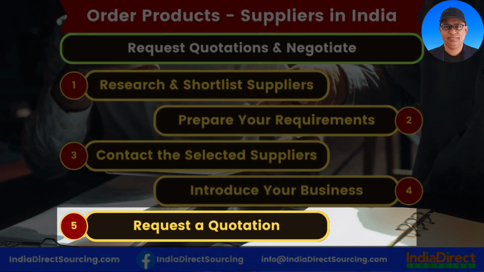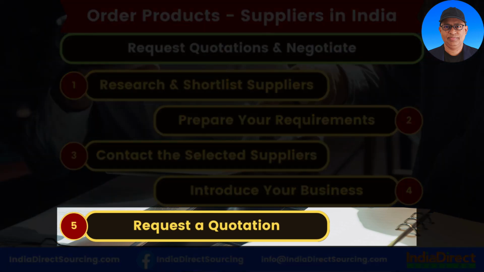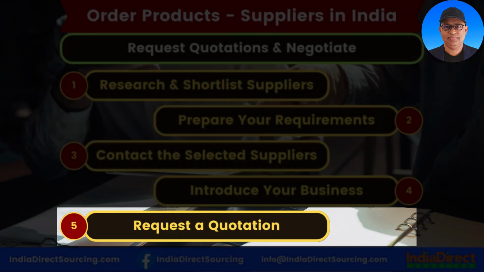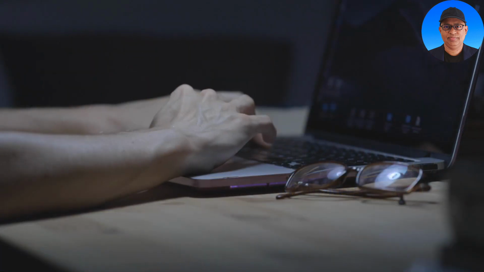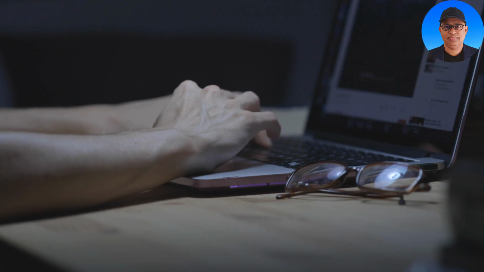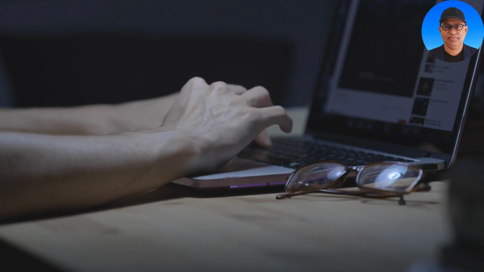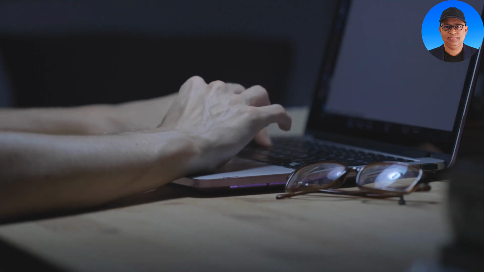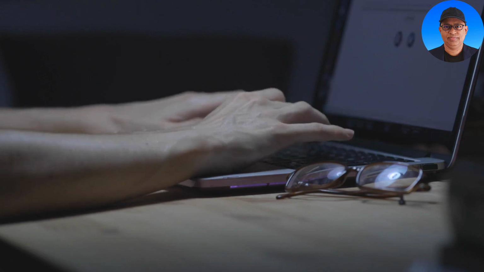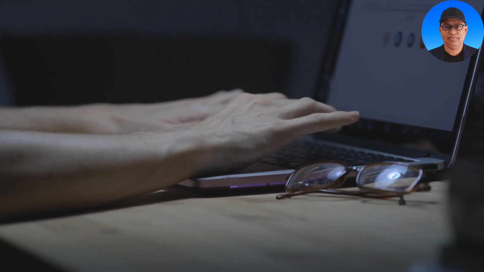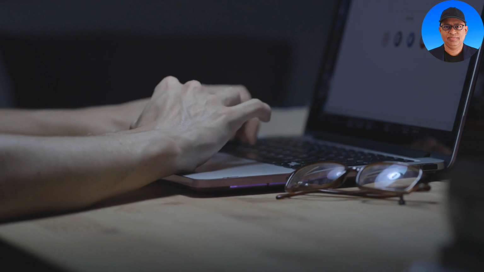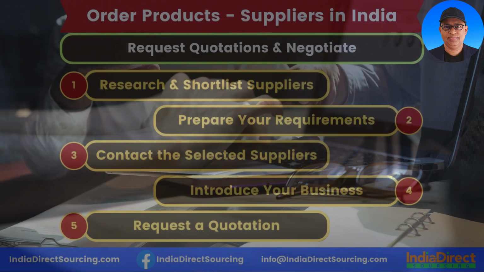Number five is request a quotation. You have to request a quotation from your supplier. Politely request a quotation for the desired products. Specify that you are interested in receiving pricing details for the products you have outlined in your requirements. You can phrase it like, we are interested in your product name and would like to request a quotation for the following specifications. Let's move on.